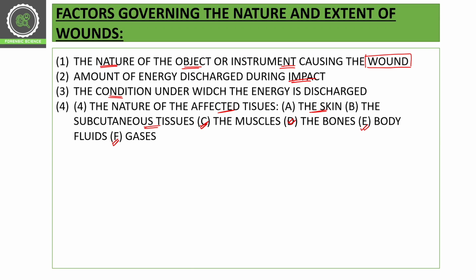The suspect cannot dislocate bones, and cannot break bones easily. No one can break bones easily, and the bones are not easy to cut as well. So we need some specific type of instrument and force and some sort of energy to cut or break the bone. Then we have body fluids. The basic body fluid is blood, of course, and then we have gases. So these are some important factors which affect the nature and extent of wounds.